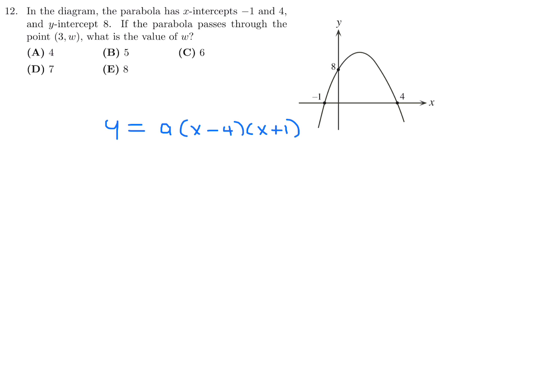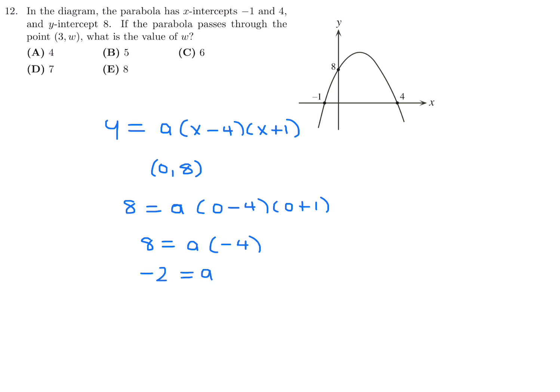Well, they gave me a very important and helpful tool, that is this value, which is the y-intercept. And that means that point, which is (0, 8), is on that parabola. So substitute it in, 8 for y, and you get a(0 - 4)(0 + 1). And that means 8 is equal to a times -4, and therefore a is -2. So very quickly, we've got our equation. It's y = -2(x - 4)(x + 1).